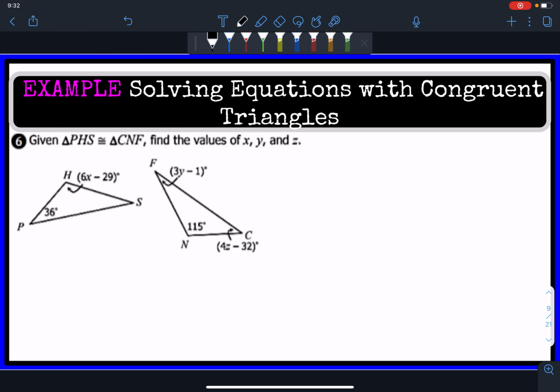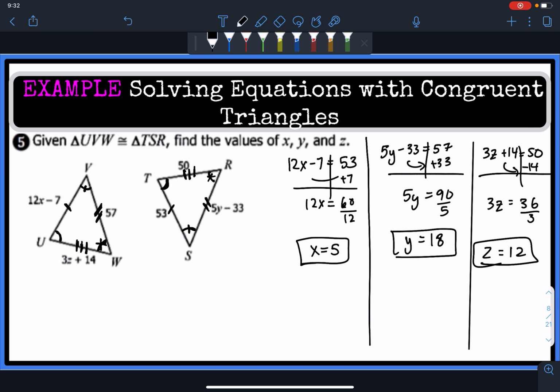Now in this example, I kind of wasted my time focusing on the angles. The angles were really not helpful because none of the angles were marked. The only things that were marked were the 3 sides. So I really did not need to do that.